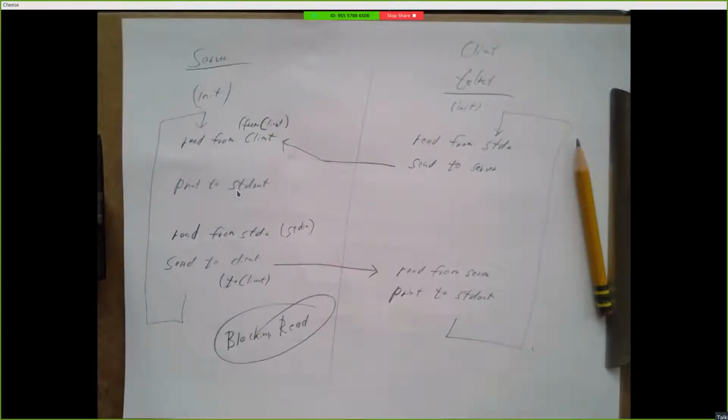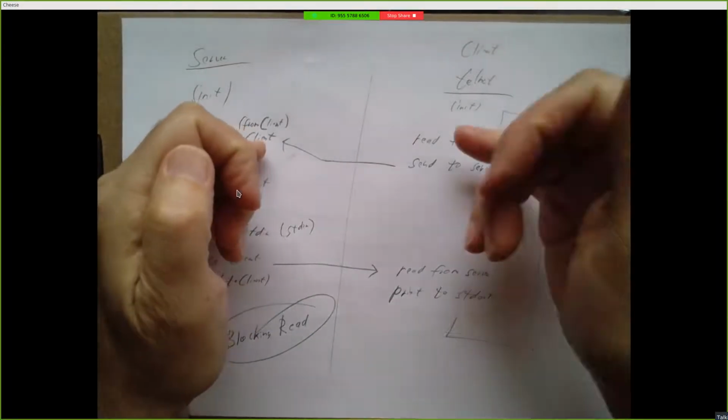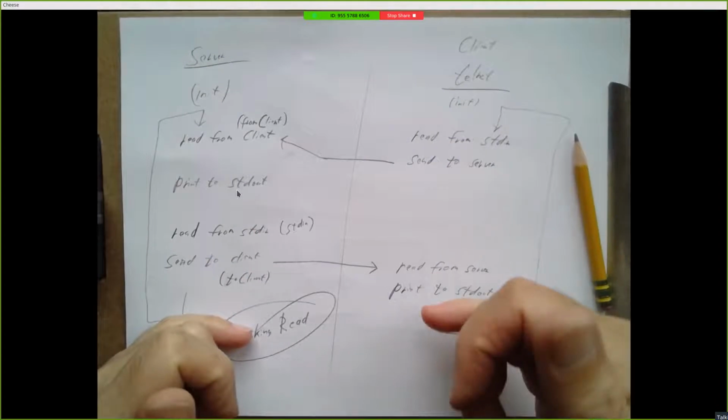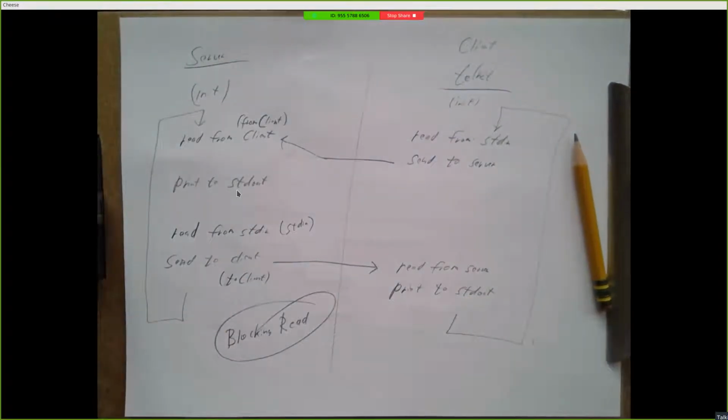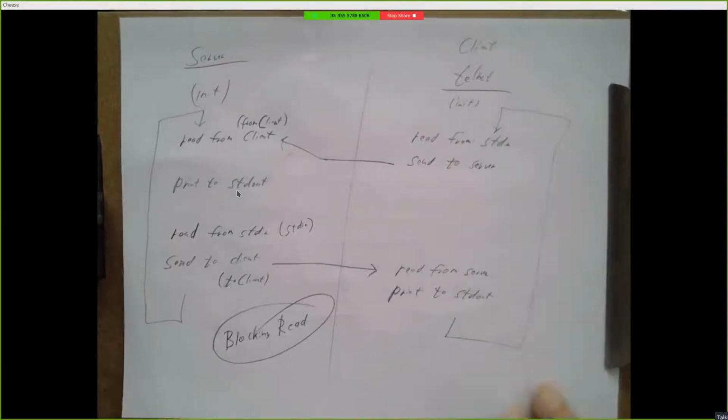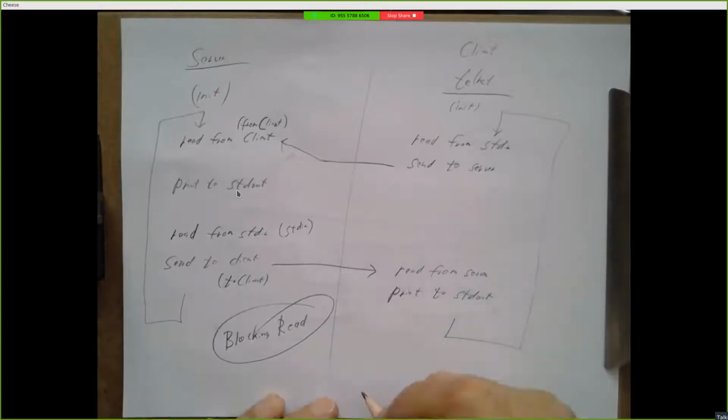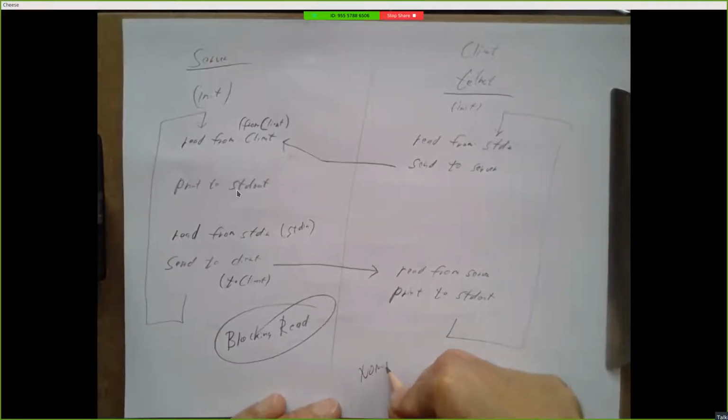Okay, and this is a classic problem with doing this two-way communication. You have to send a message, send a message, send a message. You have to take turns. Okay, and that's not usually what we want. So one way around this is to use a non-blocking read.